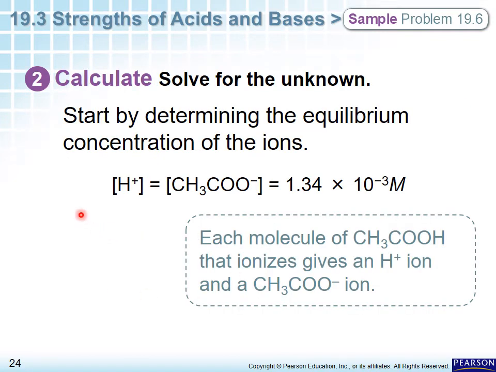So let's start to determine the equilibrium concentration of the ions. The concentration of H+ ion equals the concentration of the anion. Remember, CH3COOH ionizes, and the H+ ion and the anion must be equal as a neutral compound. So what is the concentration of the H+ ion? This is given, same with the anion as well. Each molecule of CH3COOH that ionizes gives us an H+ ion and a CH3COO- ion. Remember this, the ratio is 1 to 1.